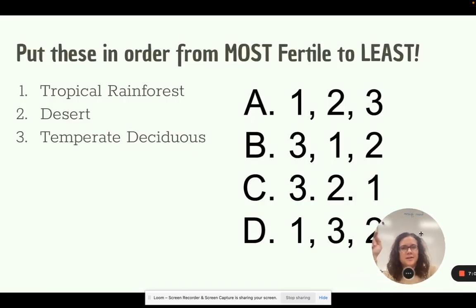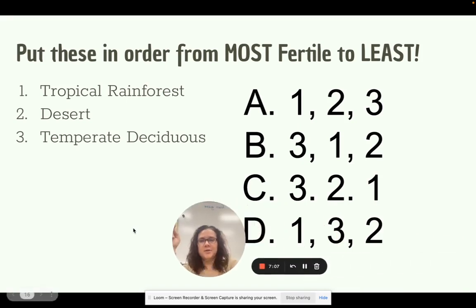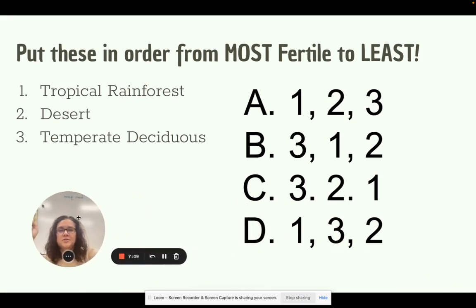Do a little check for yourself here before you go on and hit pause if you need more time. The question is, thinking of these three biomes, rainforest, desert, and a temperate deciduous forest, which of those do you think has the most fertile soil to the least? Hit pause if you need a second.